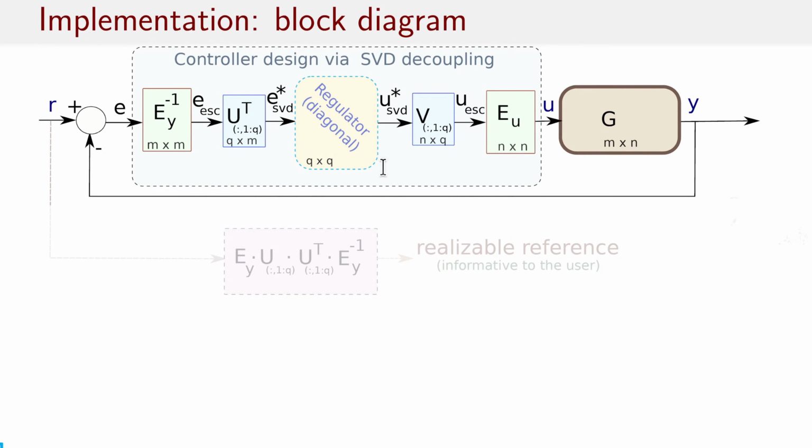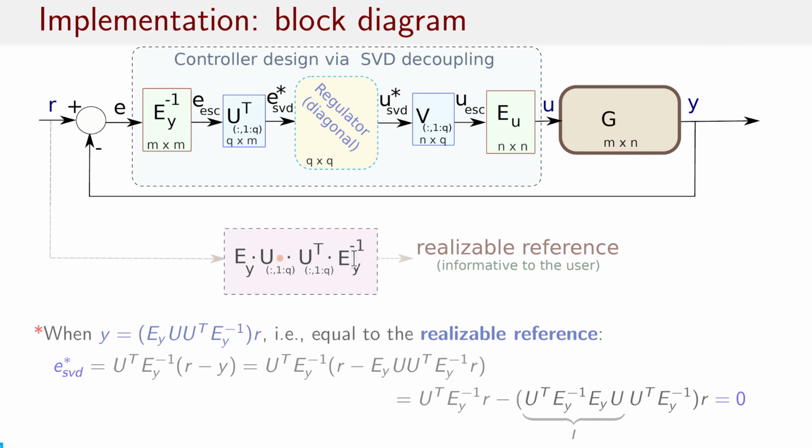The scaled variables have size 1, and then I must multiply scaled variables by some scaling matrix EU to get physical U, or I must divide physical variables E by the EY scaling to get the scaled error. Then after scaling, I do the SVD transformation and my diagonal controller, and all of this will be my SVD decoupling based controller.